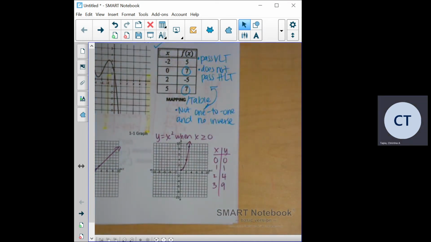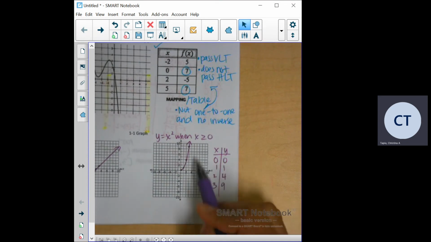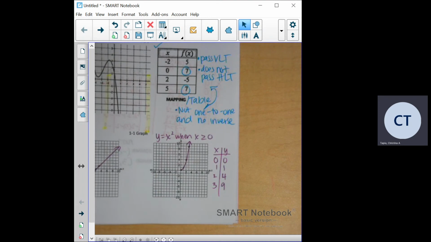This is the only way to make y equals x squared, which is the quadratic parent function, a function, specifically a one-to-one function. When you restrict your domain to only look at really half of the graph, that's the only way. Questions, concerns? All right, we have a couple more to look at.